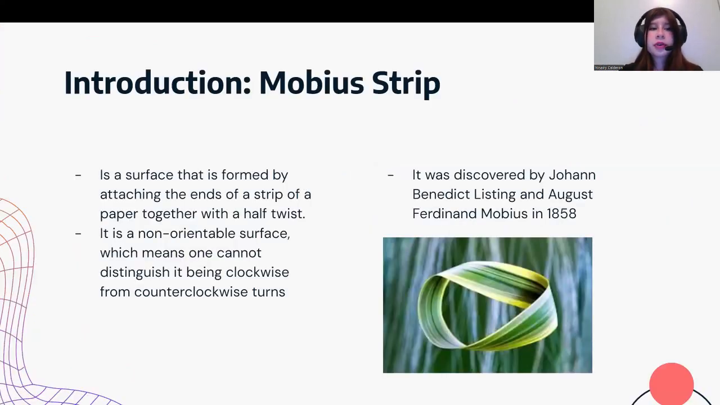So this is a surface that is formed by attaching the ends of a strip of paper together with a half twist. It is a non-orientable surface, which means it cannot distinguish one being clockwise or counterclockwise by its turns. It was discovered by Johann Benedict Listing and August Ferdinand Mobius in 1858.